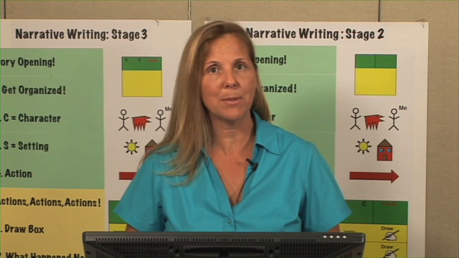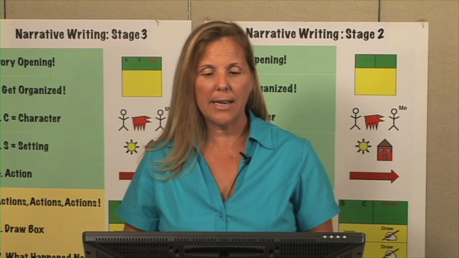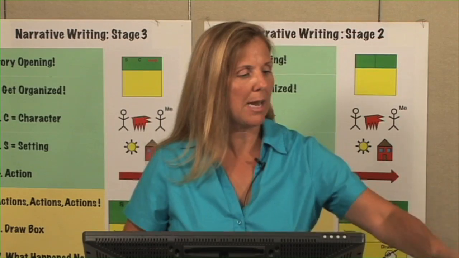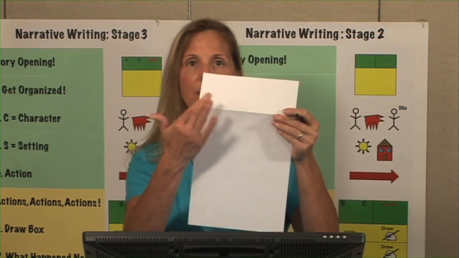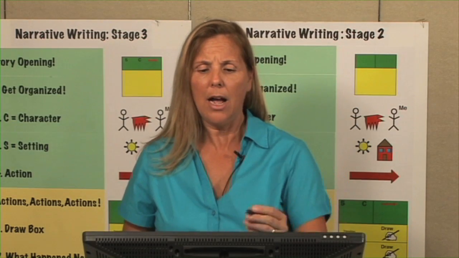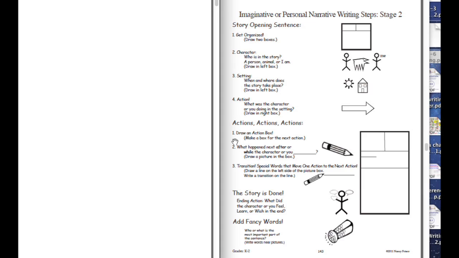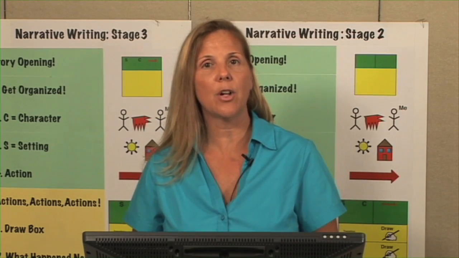Let's follow the steps. I'm back on page 143 of stage 2 narrative writing. On the left side of the page, I have my blank sheet of paper. So you should grab your long legal size piece of paper that you have folded in order to follow these steps. And then on the right side are the at-a-glance steps to write a narrative. Notice on the top it says imaginative or personal narrative. These steps work for either one. Now we're going to go through and we're going to follow the steps.